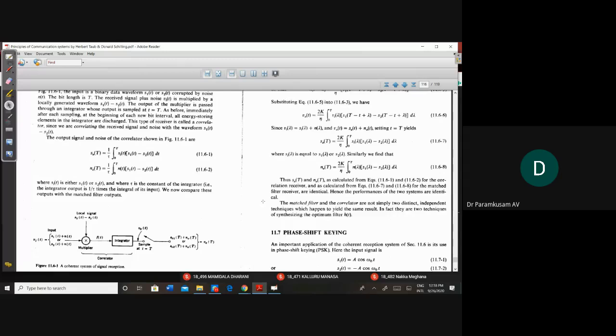Then you can say that the correlator and the matched filter are not simply two different techniques, but two independent techniques which happen to give the same result.